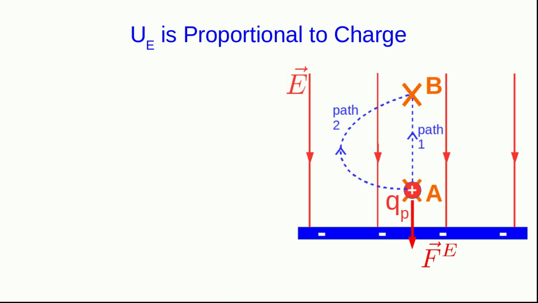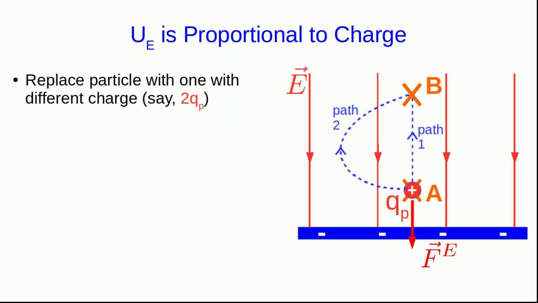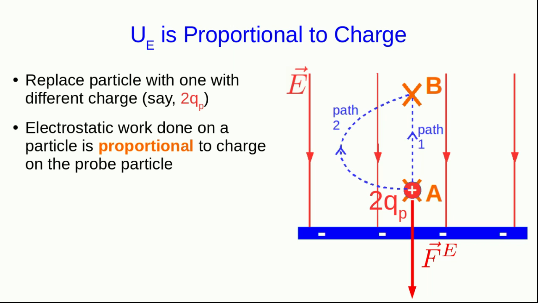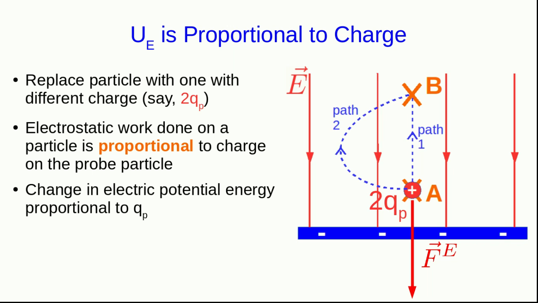What happens if we double the amount of charge on our probe particle? Well, we know that that's going to double the size of the electric forces acting on it. And the work done on it is also proportional to the size of the force doing the work. And so we can see that electrostatic work done on this particle must be proportional to the charge of the particle. And since the work done by the electrostatic forces is just the negative of the change in electric potential energy if we include the source charges in the system, then we can see that electric potential energy must be proportional to the probe charge.